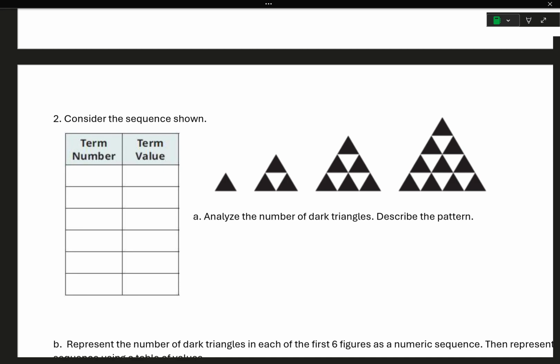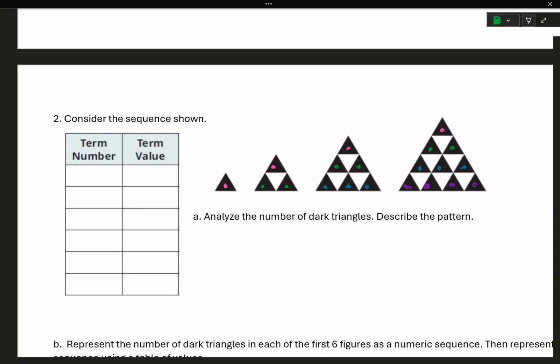The way I'm seeing it getting larger is it's getting an extra row, but not only is it getting an extra row, it's getting an extra triangle on that row. Here's what I mean. We have this first row of one triangle, and each of them has that first row of one triangle. Then we add a row of two triangles. Then we add a row of three triangles. Then we add a row of four triangles. So it's getting larger and the rows are getting larger too.